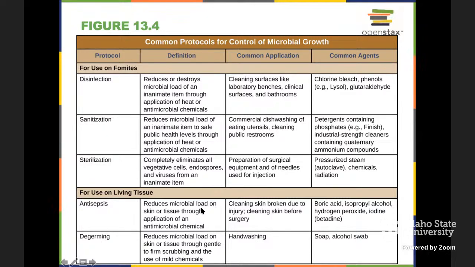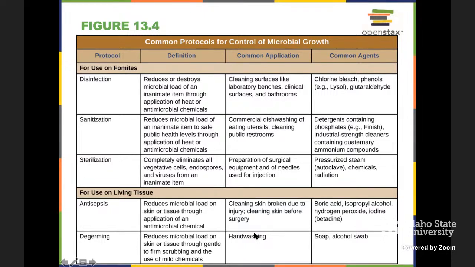So antisepsis brings that load down on skin or tissue, and we think about some sort of chemical agent, alcohols, boric acid, peroxide, and iodine are substances utilized for that. And we think about cleansing the skin or cleaning it before surgery, oftentimes betadine applied to that, and then allowed to sit on there for a few minutes before the procedure occurs.